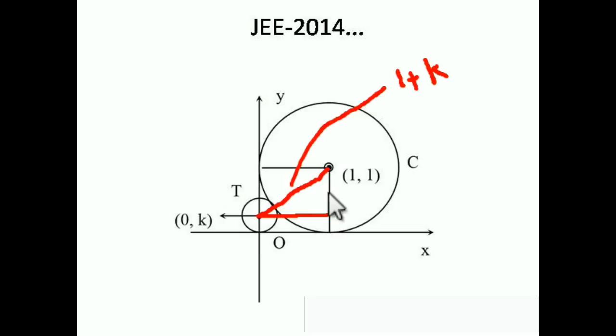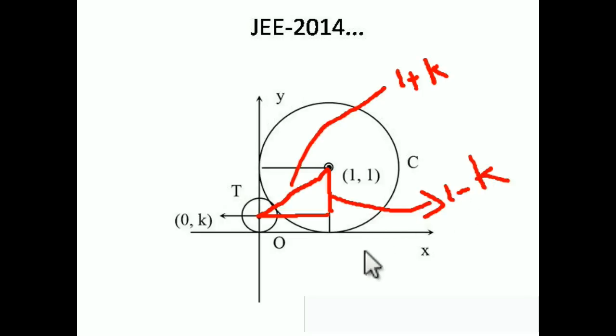Now what is the value of this particular length, the side? It is 1 minus k. How? Because this whole length is 1 and we have to subtract this length. But what is this length? This length is k. So this length becomes 1 minus k.